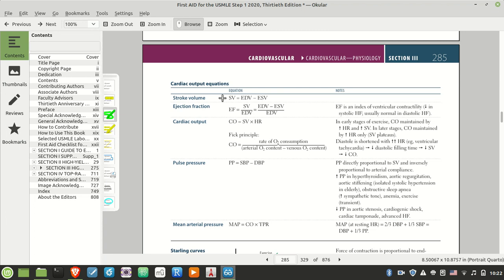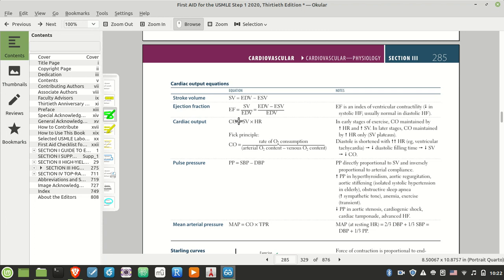Ejection fraction. Well, that's not too bad. That's just telling you the stroke volume, what you pumped out, over what was there in the first place. Well, if the stroke volume were everything that was there in the first place, ejection fraction would be 1 over 1. Or you could think of it as end diastolic volume minus end systolic volume over end diastolic volume. Okay, sure.